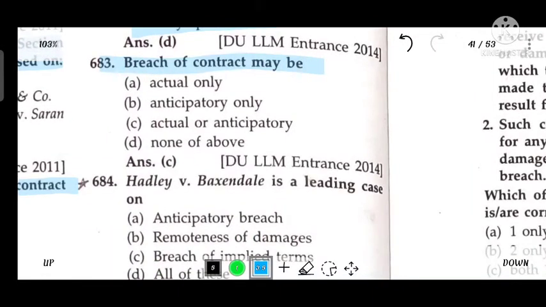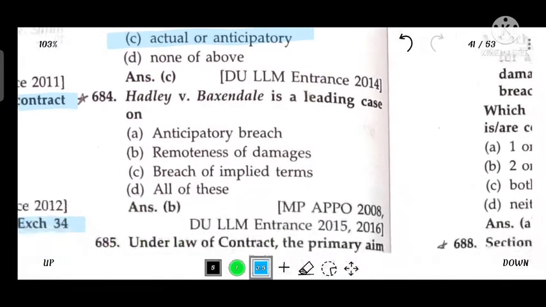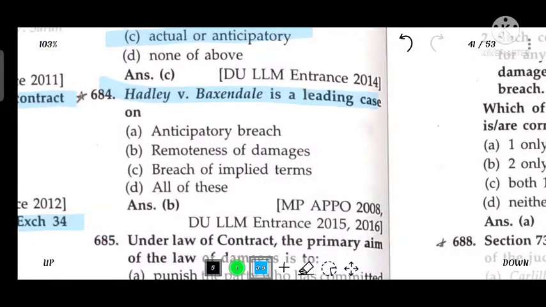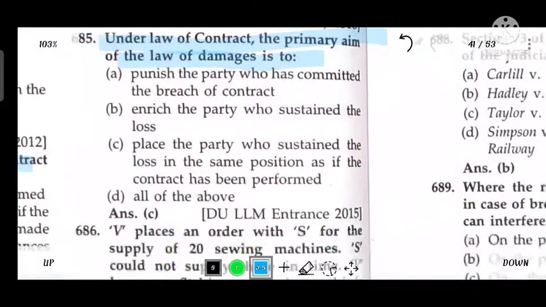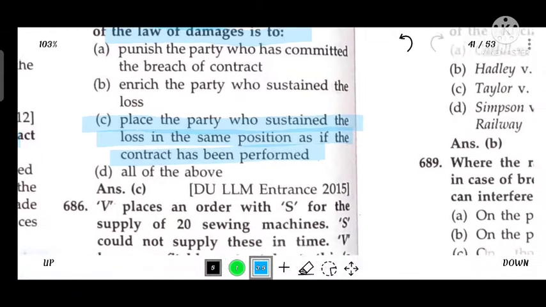Breach of contract may be actual or anticipatory. Hadley versus Baxendale is a leading case on remoteness of damage. Under the law of contract, the primary aim of the law of damages is to place the party who sustained the loss in the same position as if the contract had been performed.